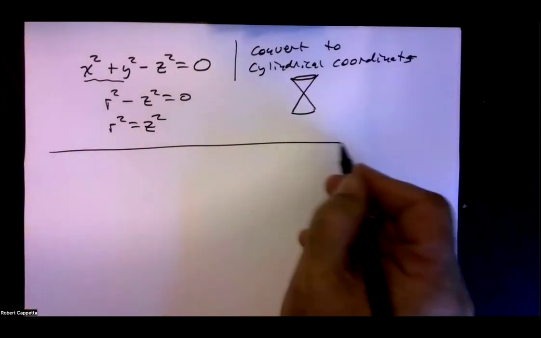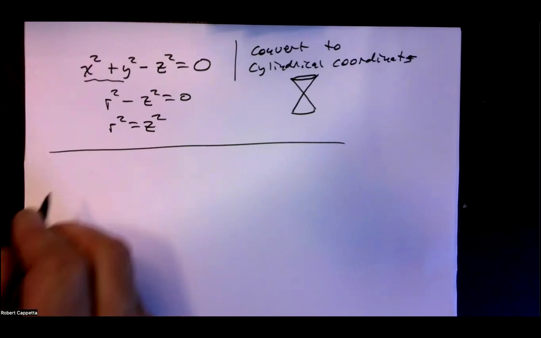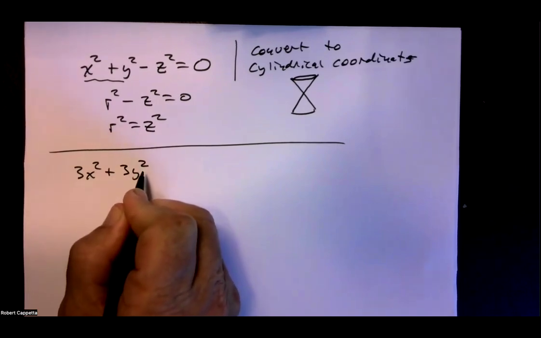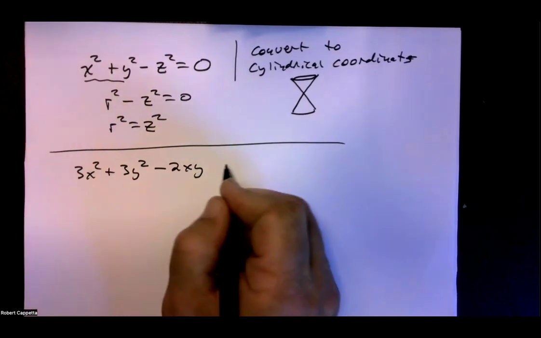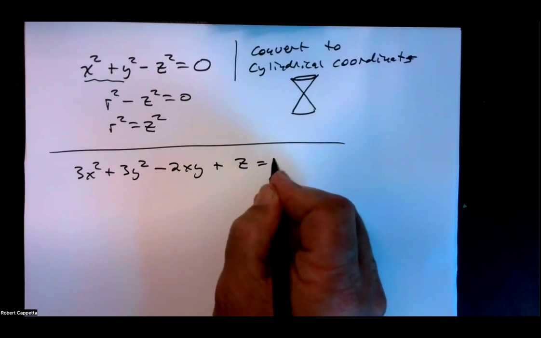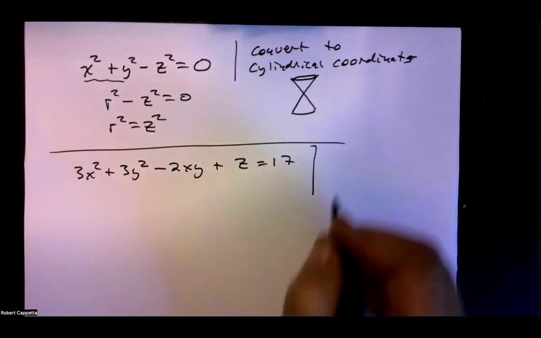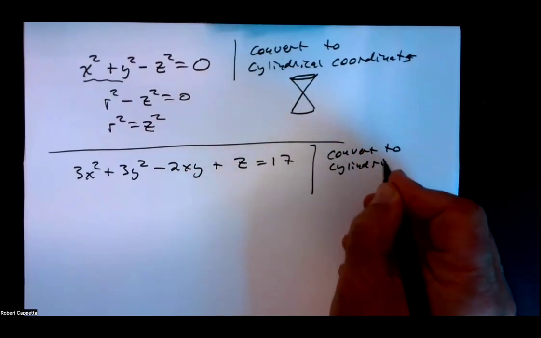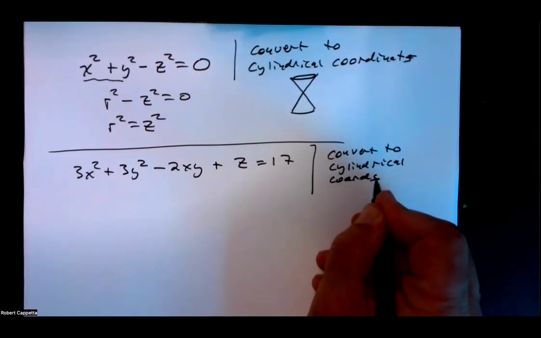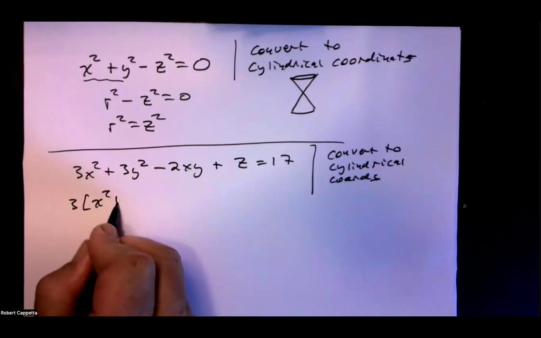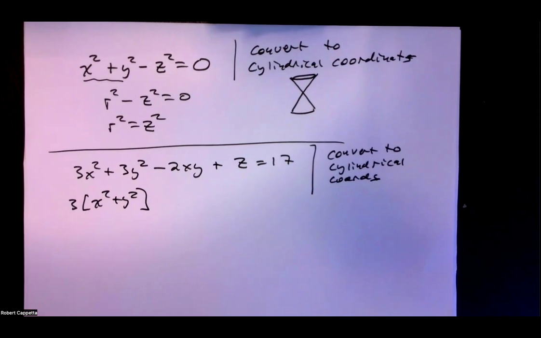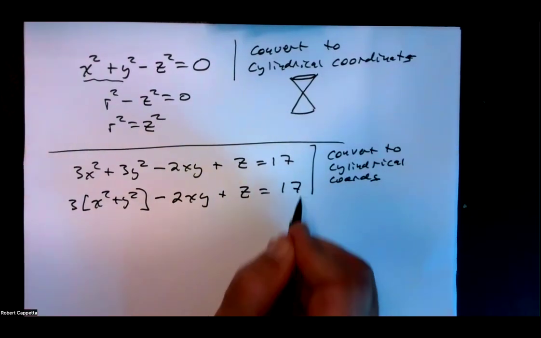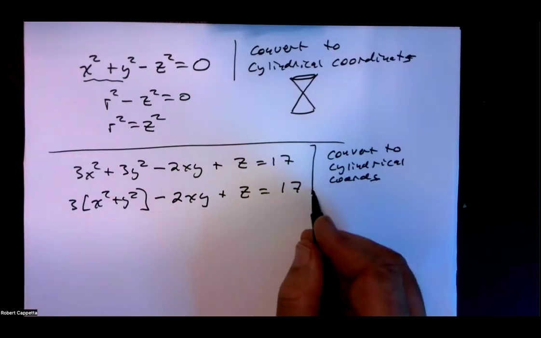So let's take a look at another kind of problem. We want to convert. So this time, let's go with 3x squared plus 3y squared minus 2xy plus z equals 17. Remember, z stays the same, and our goal is to convert to cylindrical coordinates. So we're going to factor out the 3 here to go 3 times x squared plus y squared, because we remember x squared plus y squared is r squared. And then we've got to think about how these are going to work. Z isn't going to change. Z is just z equals 17.